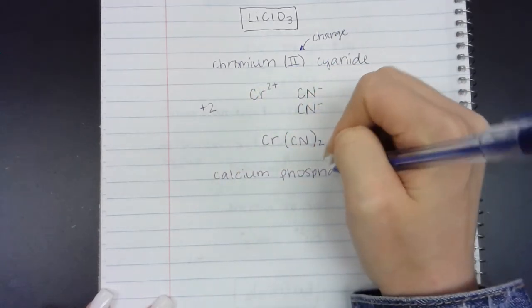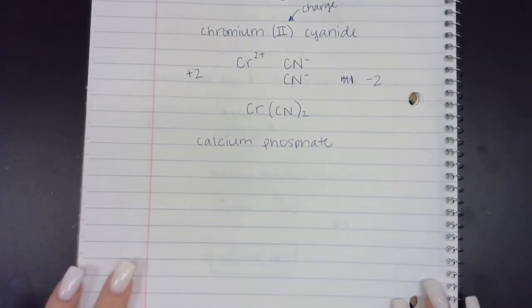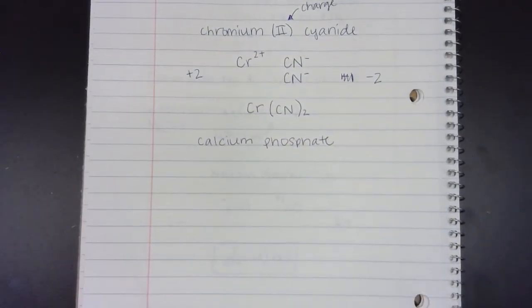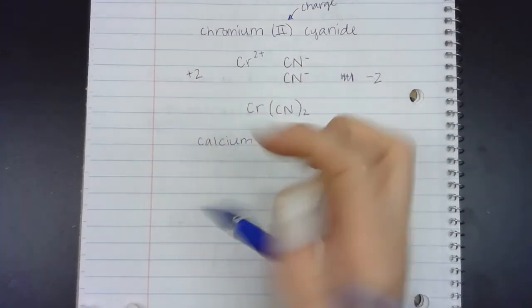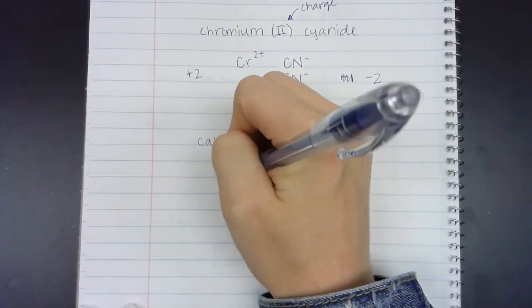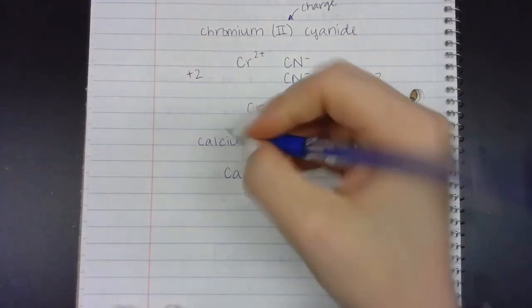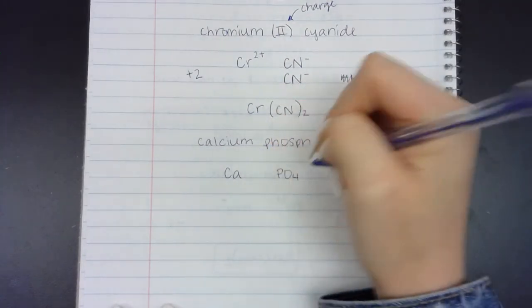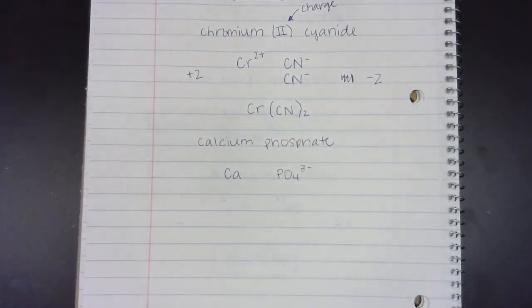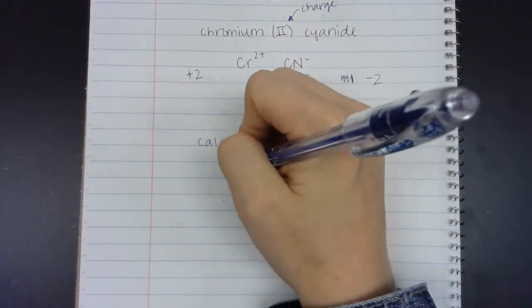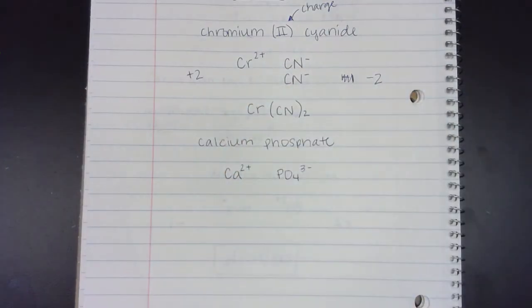calcium phosphate. Okay, so step number 1. Write the symbols. So calcium is Ca, good. Does anyone know what phosphate is? PO4 with a 3- charge. And what's the charge on calcium? +2. How'd you know? Because it's in group 2.